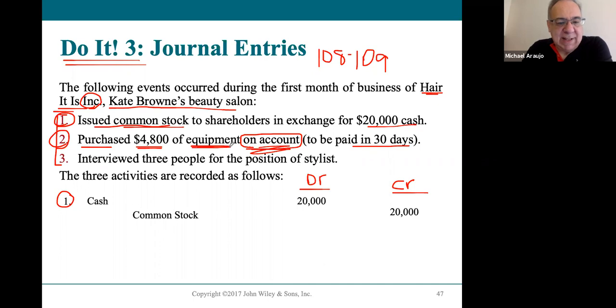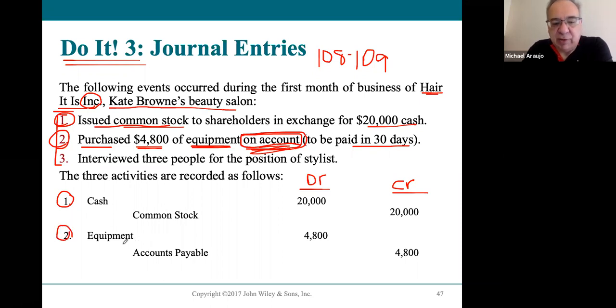So here we have a lot more equipment. Equipment is an asset account. We're going to be debiting the equipment account to show more equipment. This means we have more accounts payable. Accounts payable is a liability. Liabilities go up or increase on the credit side. So we're going to be crediting the accounts payable here to show an increase in accounts payable. Okay, so that corresponds with that. This would be the journal entry. Again, the debit account is listed first, the credit account is listed second.